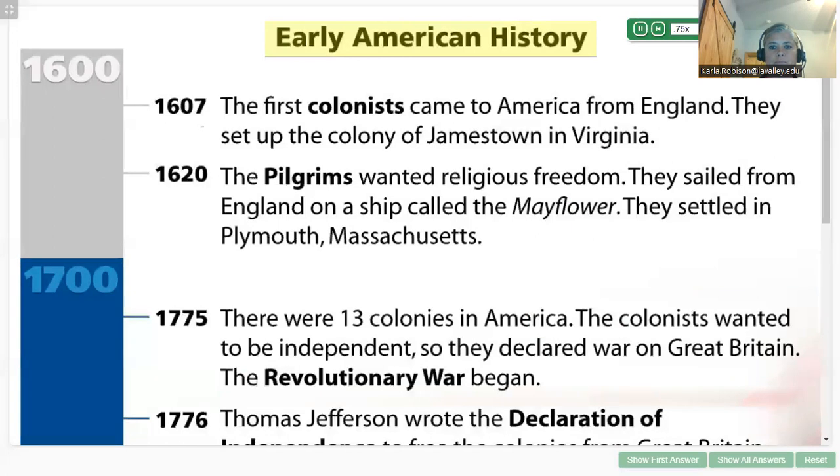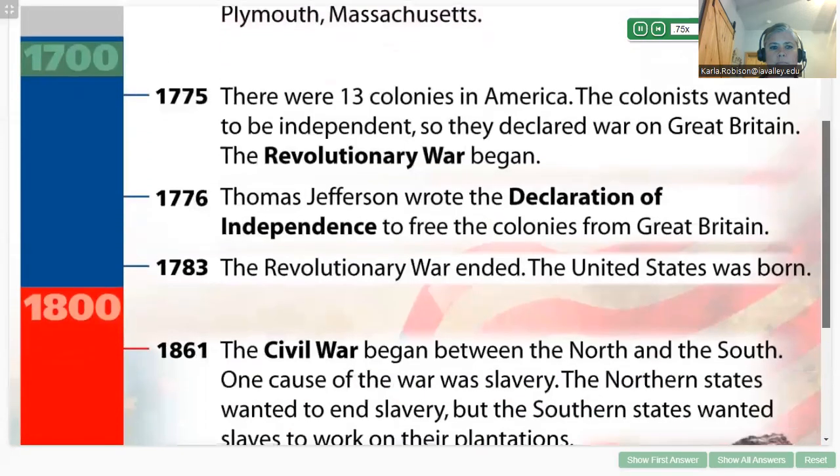Early American History. 1600. 1607. The first colonists came to America from England. They set up the colony of Jamestown in Virginia. 1620. The Pilgrims wanted religious freedom. They sailed from England on a ship called the Mayflower. They settled in Plymouth, Massachusetts. 1700.